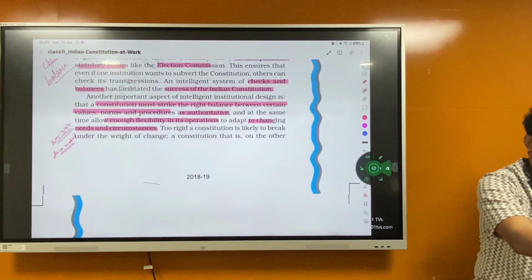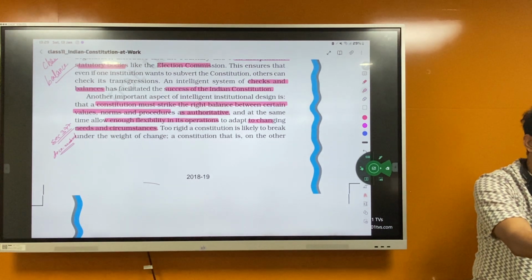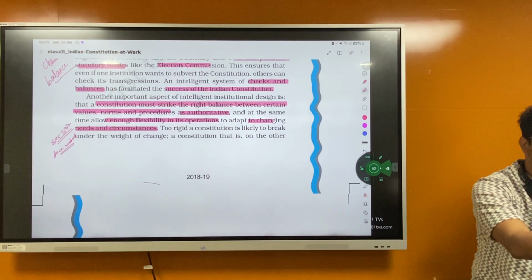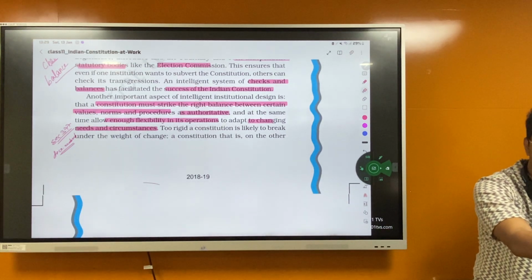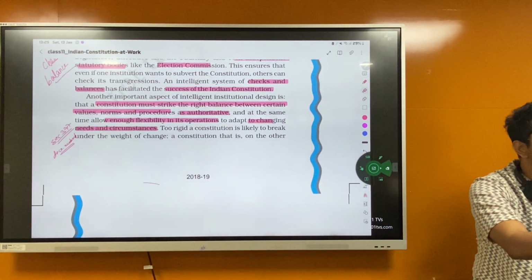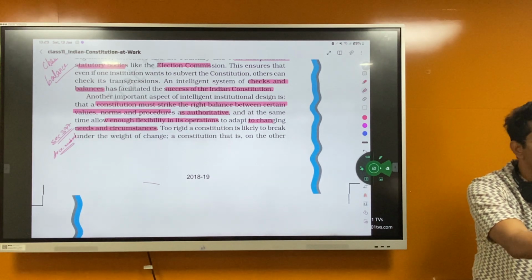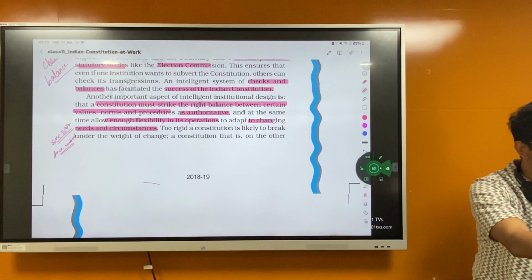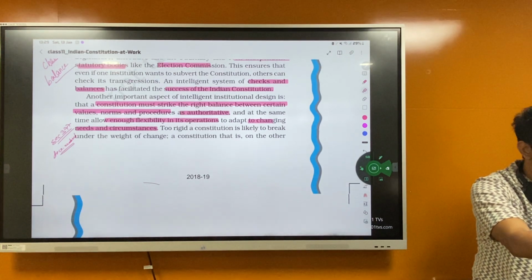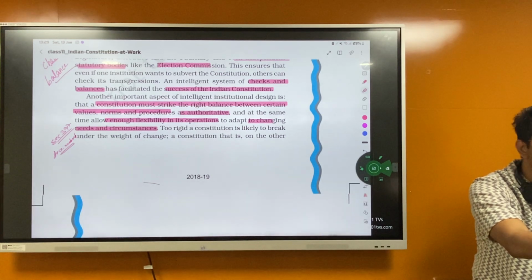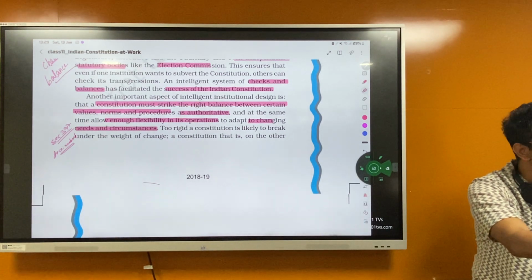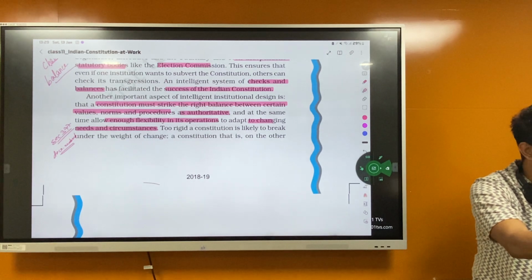What is a good government? Why is it called a living document, the constitution? Because it strikes the right balance between certain values, norms, and procedures as authoritative. Something should be authoritative. Nobody can kill anyone, but it should have some flexibility also. If Section 377 is read down in India, it is only because futuristic views were allowed. Like, okay, even homosexuals have their own rights. Now the Supreme Court has said they cannot marry each other, but still it is decriminalized. They can openly say they are in a relationship.